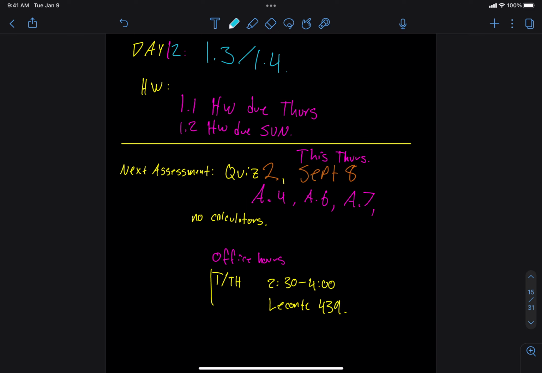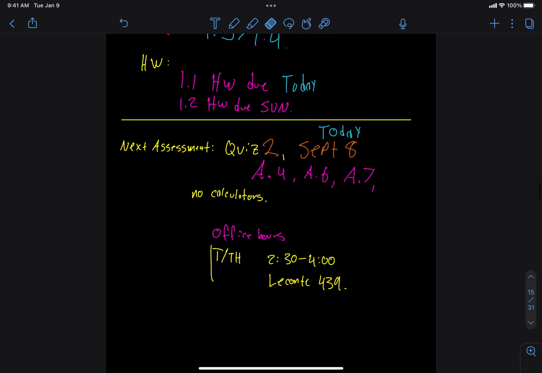So I'd like to remind you about two homework assignments that you have, one of which is due today, that is 1.1. So 1.1 is due today at 11:59 p.m. And 1.2 is due on Sunday. I was going to have it due tomorrow, but I figured why not give you a couple extra days. So it can be due on Sunday.